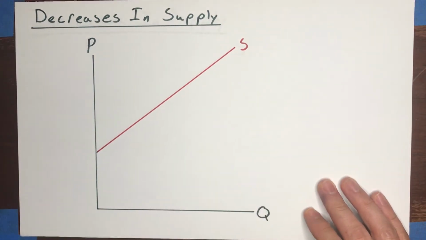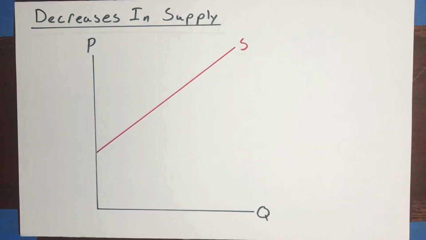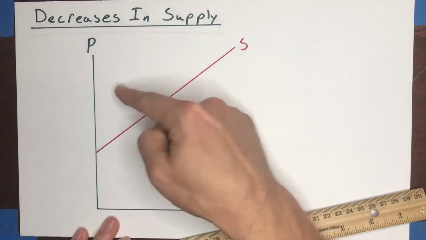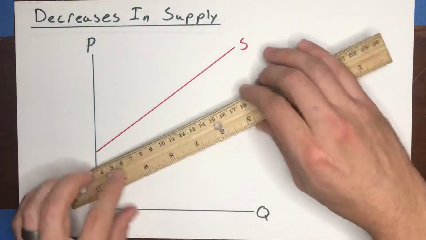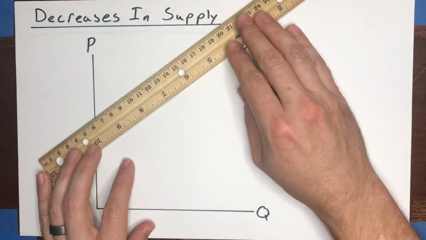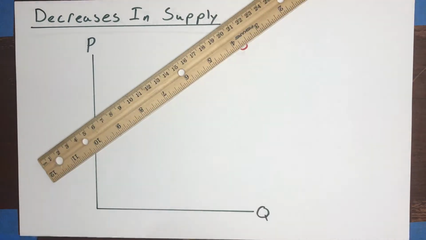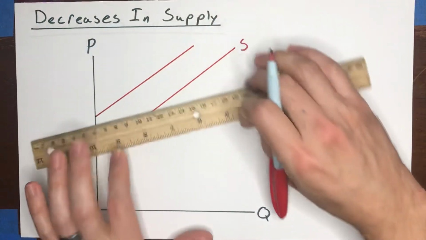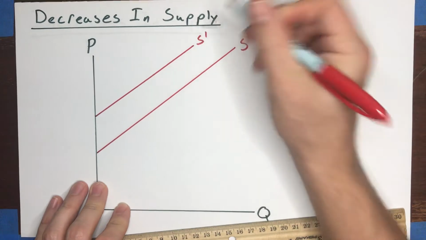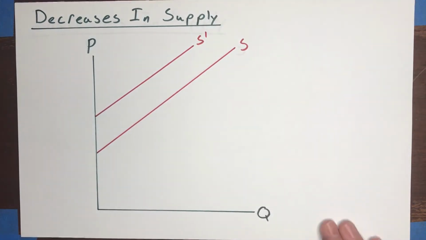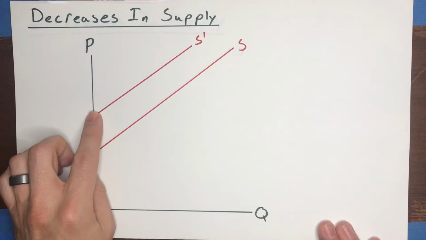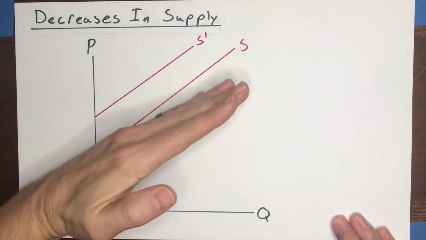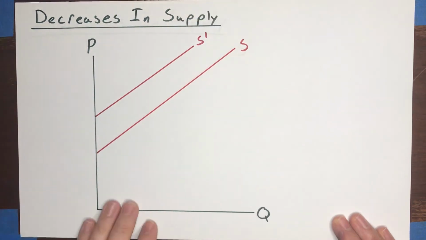Okay, now, when supply decreases in a market, that is represented by an upward and leftward shift in the supply curve. So let's take our original supply curve here, S. We'll draw a new supply curve. In this case, we'll make a parallel. Call that new supply curve S prime. This represents a decrease in supply, which might sound a little bit odd to think about because the supply curve is going up. So how could that be a decrease in supply?